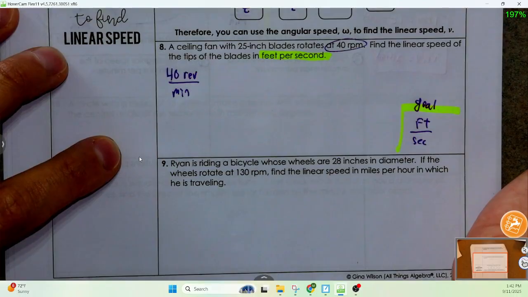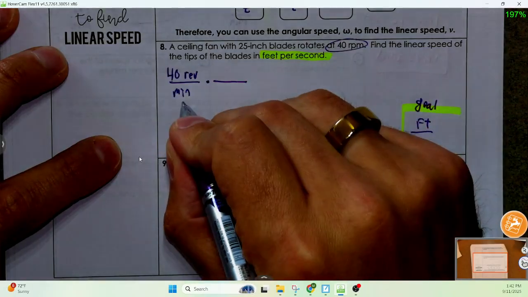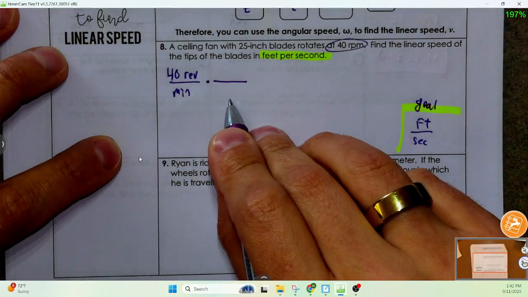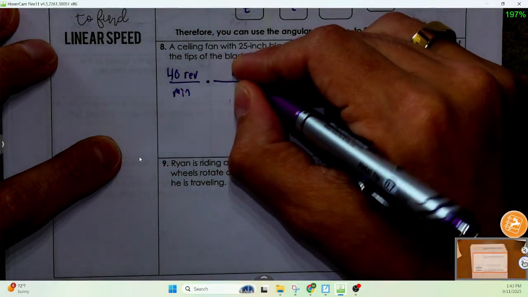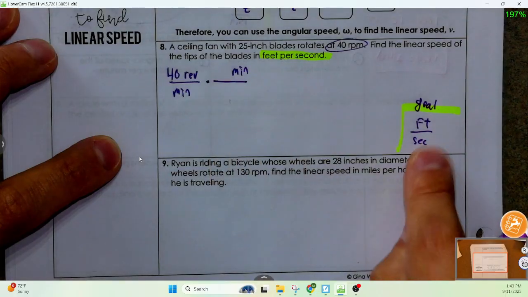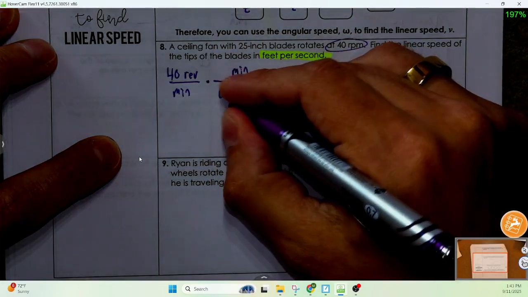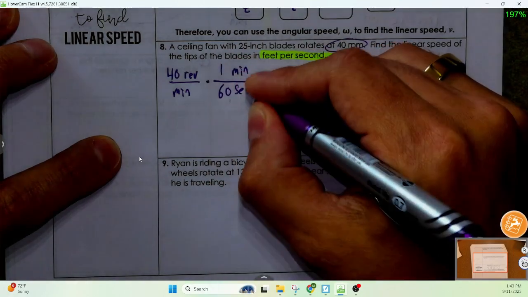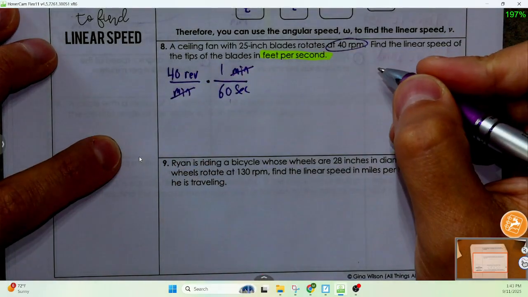I don't really want minutes, so how shall I get rid of minutes? Put it in top or bottom? Put it in top. So minutes. What do we want? Seconds? So how many seconds in the bottom? 60 seconds is 1 minute, is what we've decided. We can cancel the minutes. We have the seconds, this is what we want.